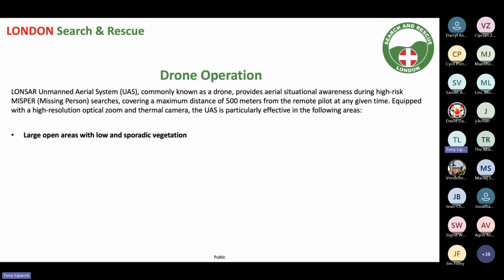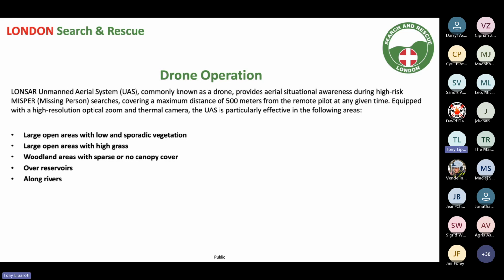The areas that we cover are large open areas with low or sporadic vegetation, large open areas with high grass, and I will mention something in one of the next slides about this particular type of search. Wooded areas with sparse or no canopy cover, over reservoirs, along rivers, and urban environments. There are times, because parks are all in between urban areas, when there might be a need to extend that search area towards urban environments, maintaining those distances that the regulations dictate in the United Kingdom.